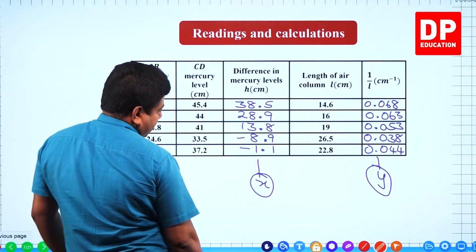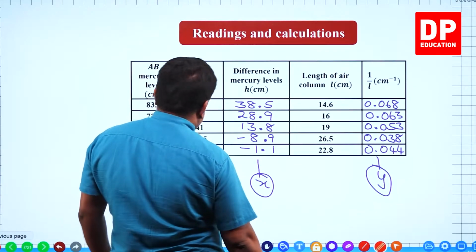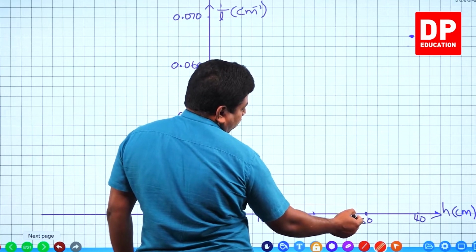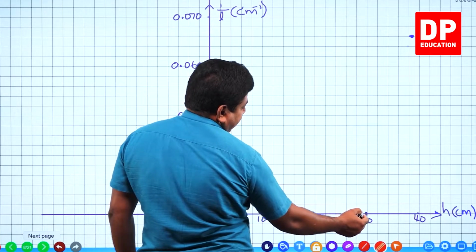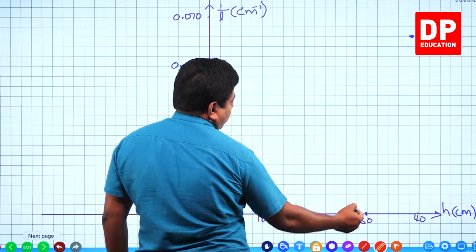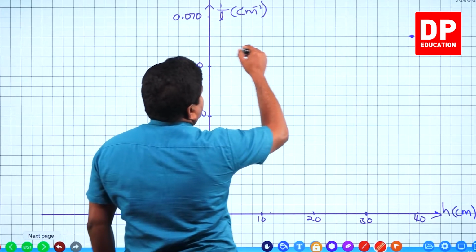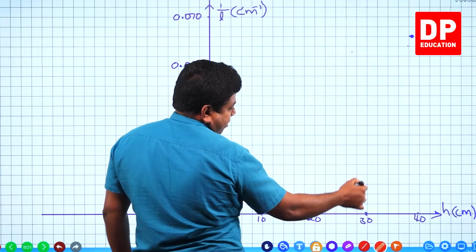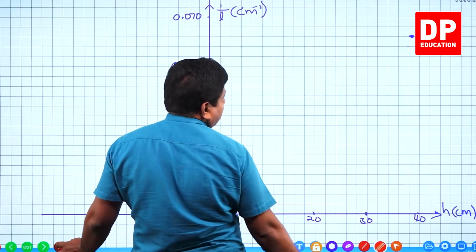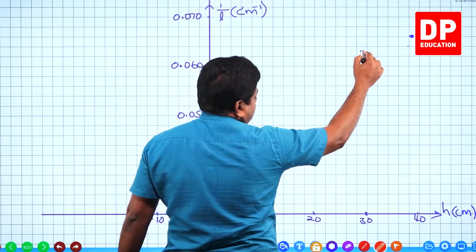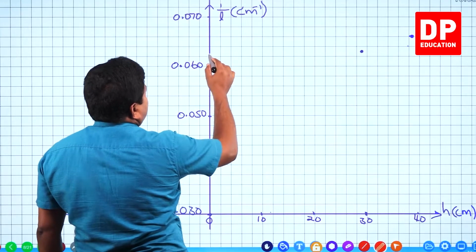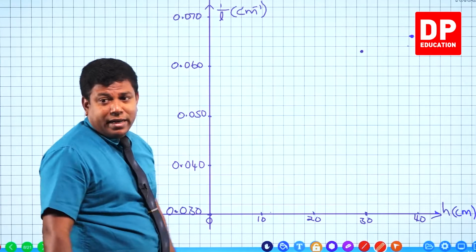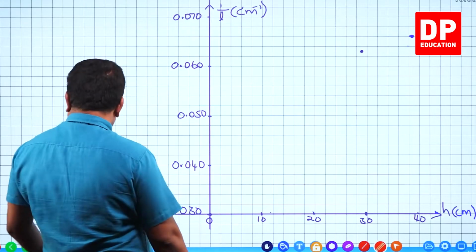Next one, 28.9, 0.063. 28.9, so that's 29 almost. 22, 24, 26, 28.9. Somewhere in the middle in between these two. And 0.063. Here is it? No, in the next one. Check that. 0.062, 0.064, 0.063 in the middle. 28.9 is almost at 29, in between 28 and 30. Next.